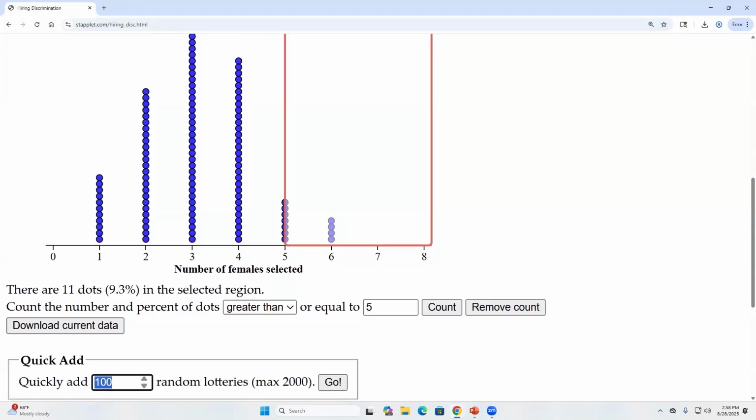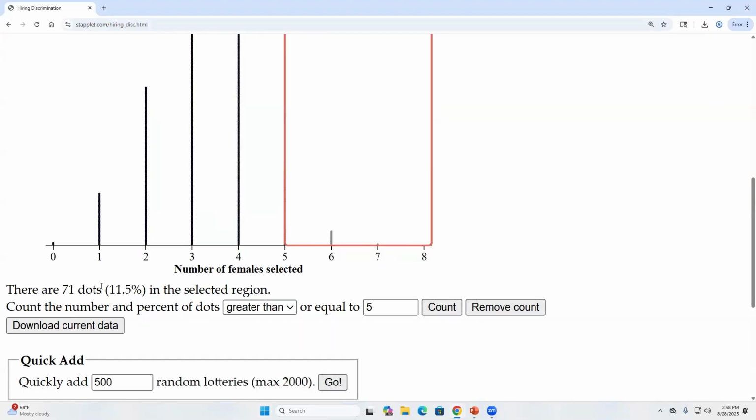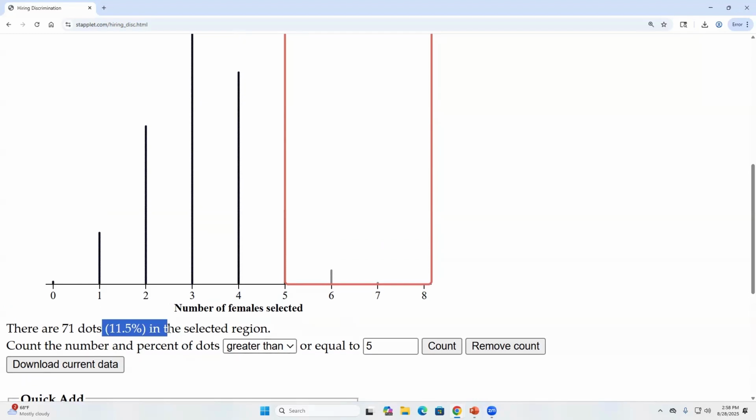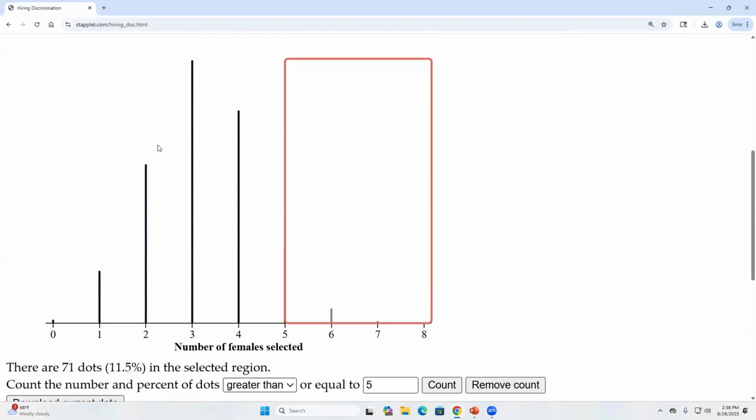And actually, let's add some more here. Let's pump it up. 500. Now we have 11 and a half in the selected region. So it looks like about 10% of the time, you're going to get 5 females chosen, even though there's only 10 females and 15 males. So in this case, again, we have been able to look into all these different universes, all these different worlds. There's actually a world where no females were chosen. We take a look at all these different worlds. There's one world where 7 of them were chosen. All these different worlds, and it lets us know how unlikely this result was.